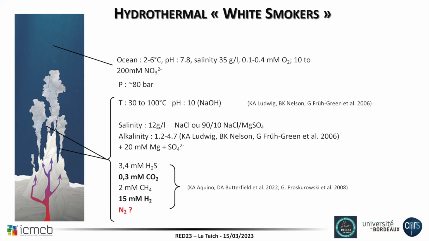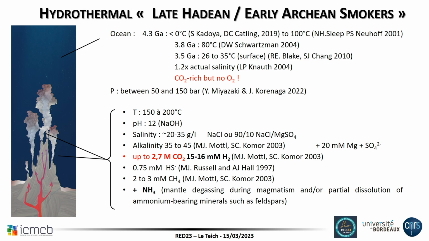So I give you this information basically to figure out what could be the typical conditions we have to use later on to investigate this at lab scale, depending on what we are considering. And so different fluid, different gas also that are dissolved in the vent fluid. So based on different types of hypotheses, like I said, we could consider a definition like this for the hydrothermal late Hadean, early Archean smokers.